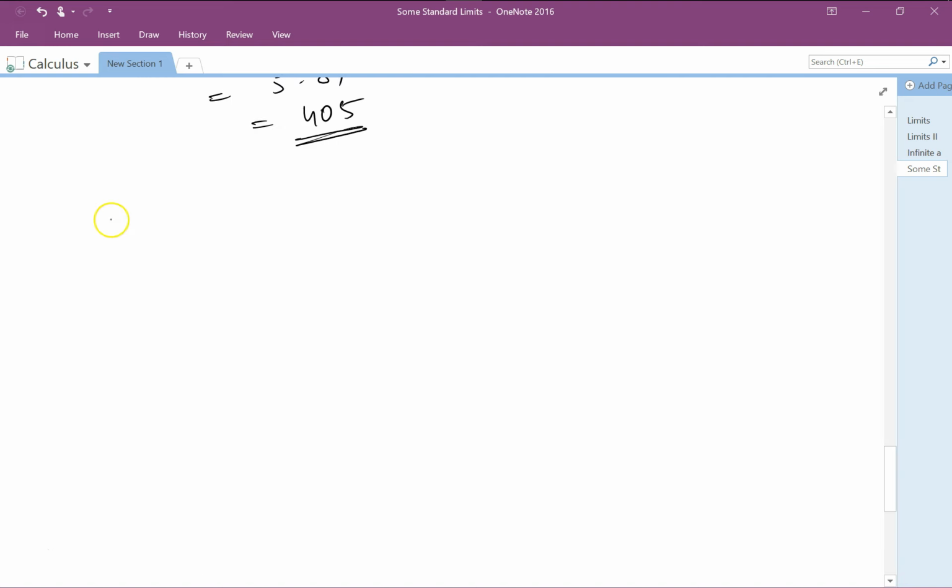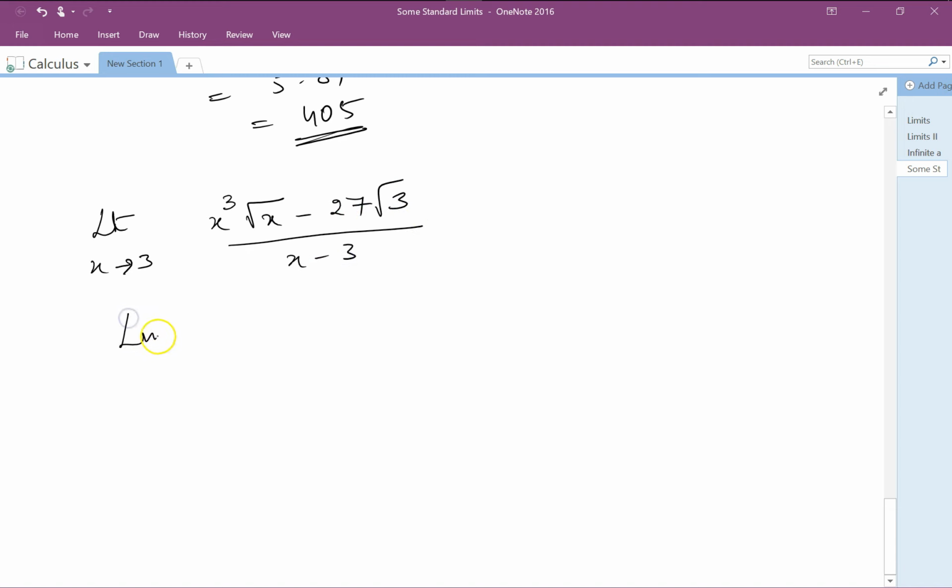Let's take the next one. Don't get frightened when you look at something like this. X to the power of 3 square root of x minus 27 root 3 by x minus 3. Okay. Limit as x approaches 3. This you can write it as 3 and 1 by 2. 3 cube, 3 1 by 2 by x minus 3.